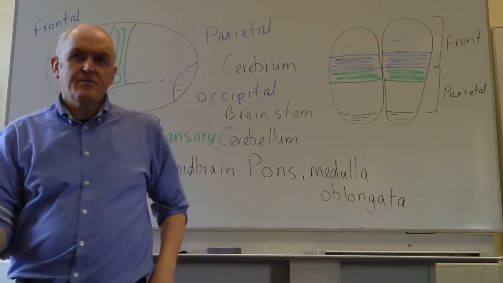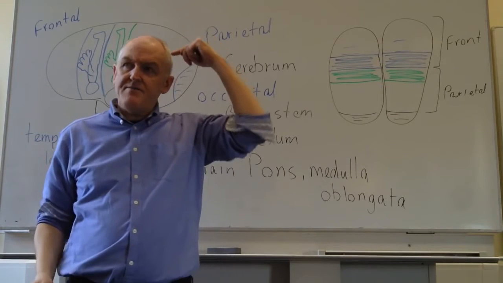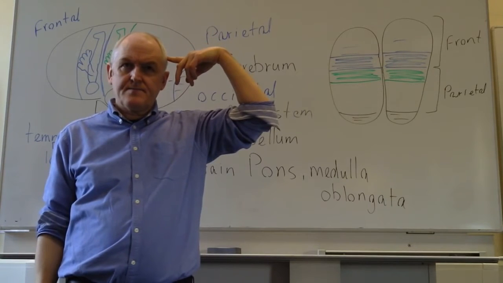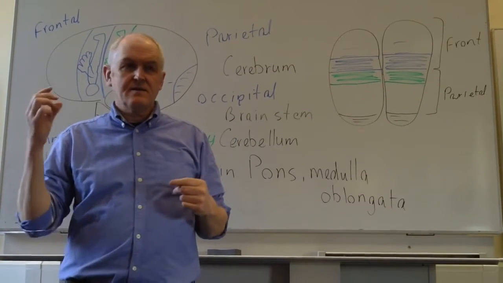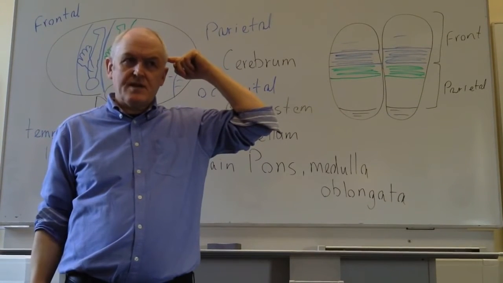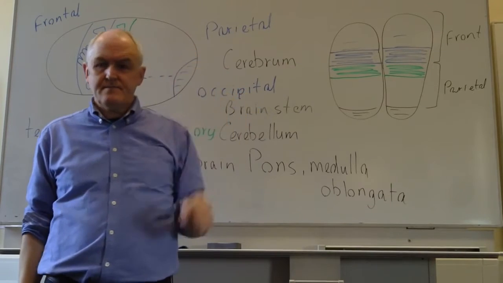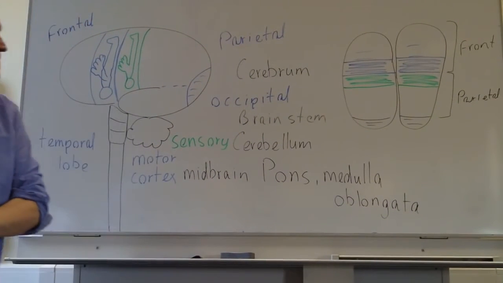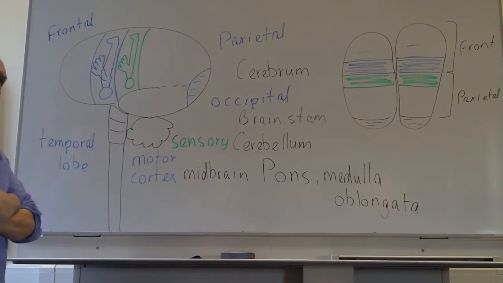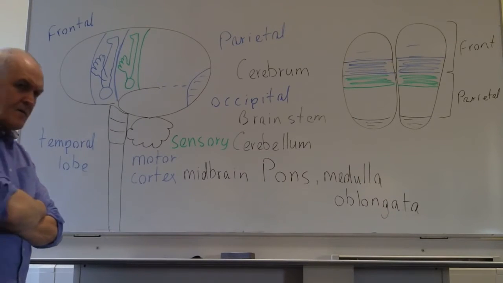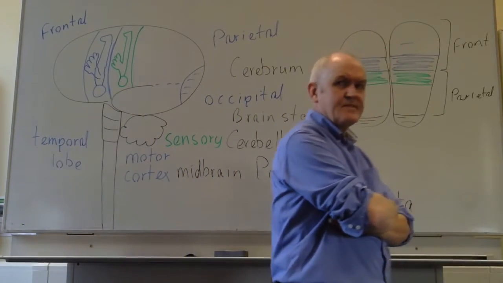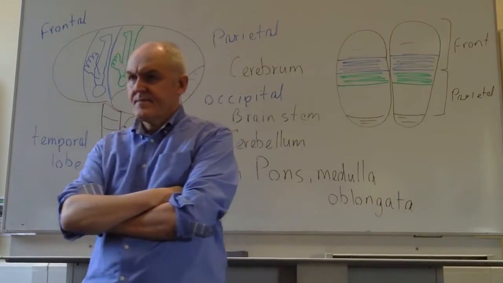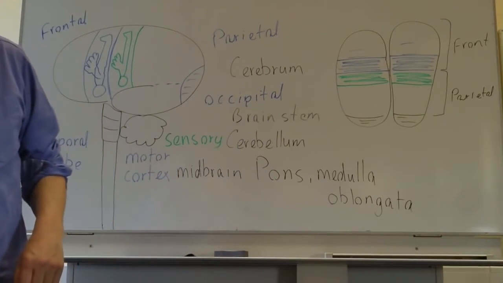And the right side of the body is moved from the left motor cortex. And the right side of the body is felt in the left sensory cortex. Right side of your body, you actually feel on your left side of your brain. Exactly, yeah, exactly that. Strange, isn't it? Very. Can't quite work it out, but it's true.